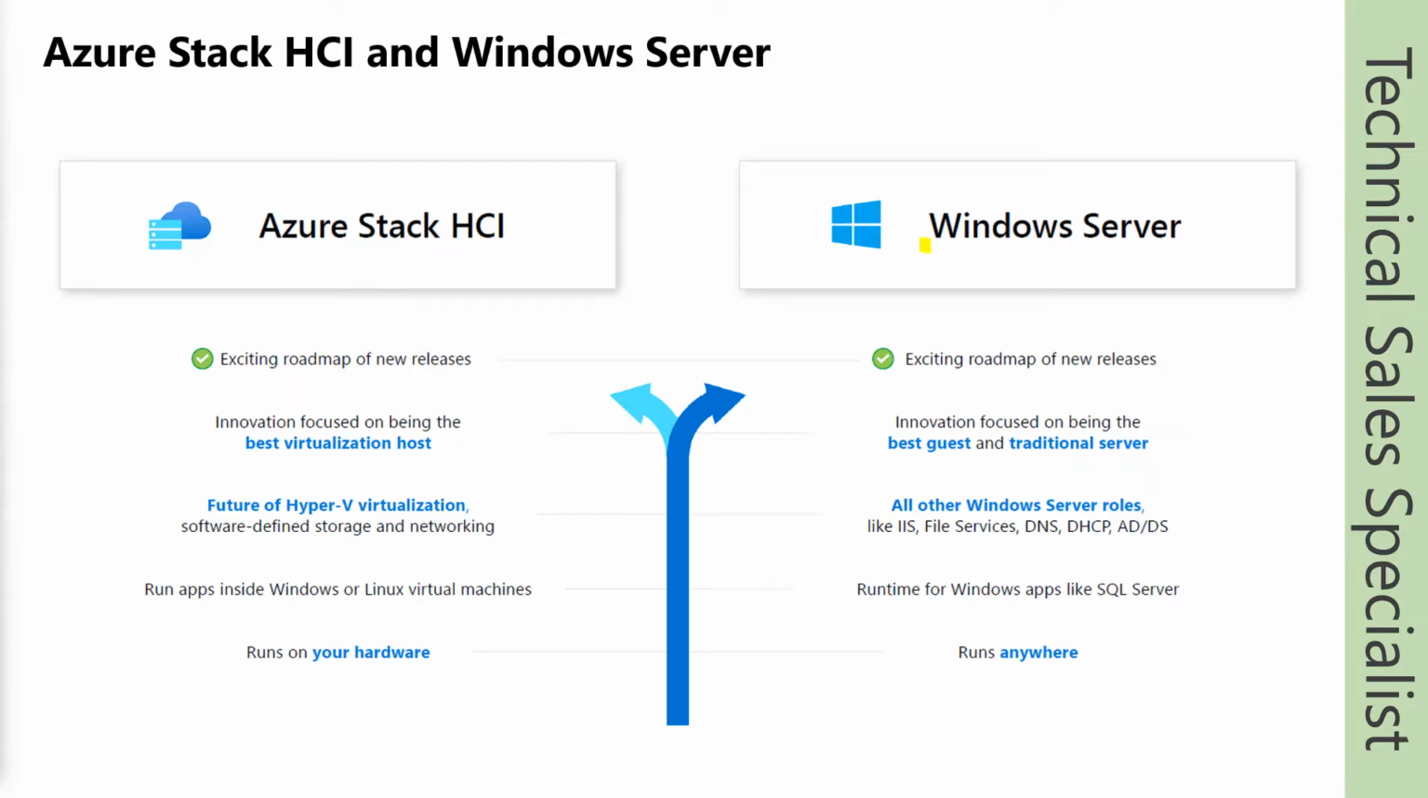Windows Server is still the Windows Server operating system for our traditional server workloads, for all traditional workloads like Active Directory domain services, DNS, file services. We can run Windows applications on it. It runs anywhere. It runs on premises, it runs in Azure, it runs on third-party hypervisors, it runs on Azure Stack HCI.